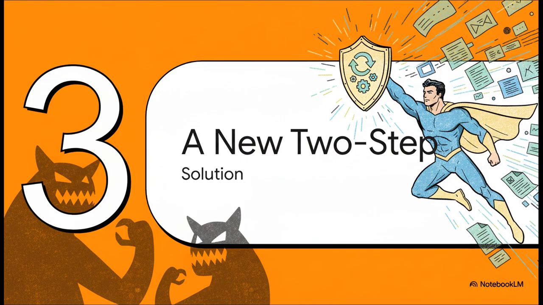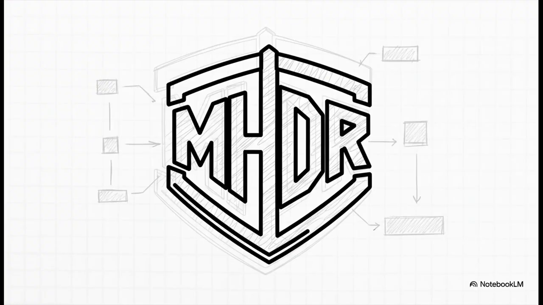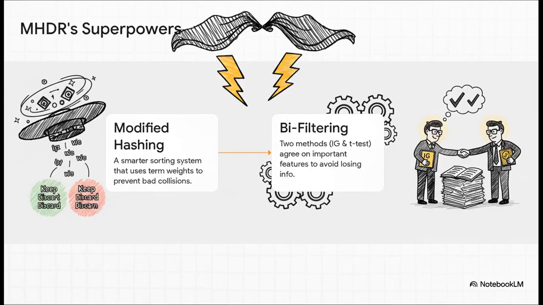And yep, you guessed it, this is the hero of our story. They call it the Multistage Hierarchical Dimensional Reduction Framework, which I know is a mouthful, so we'll just call it MHDR. And it was designed from the ground up to take on those bad collisions and that result discrepancy problem we just talked about. Now, the way MHDR does this is with two really cool superpowers.